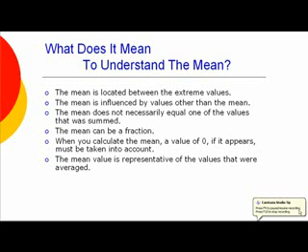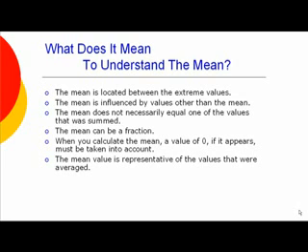Hello. In this short video, I am going to talk to you about what it means to understand the mean. First, the mean is located between the extreme values. What this means is that the extreme values are the highest and the lowest number. So if the mean is not between the highest and the lowest value of a data set, then you've done something wrong. It has to be between them.